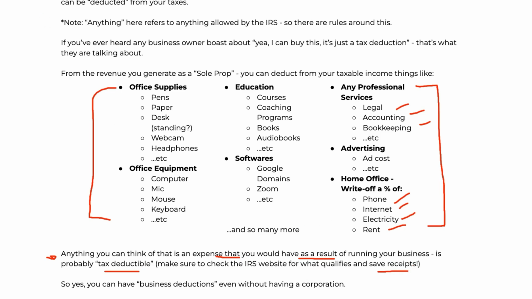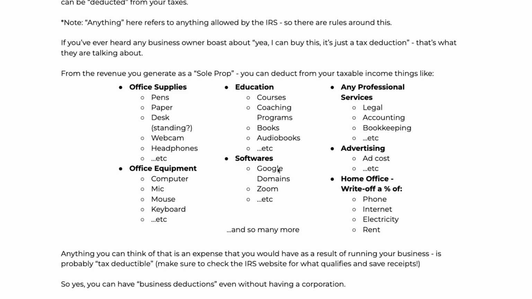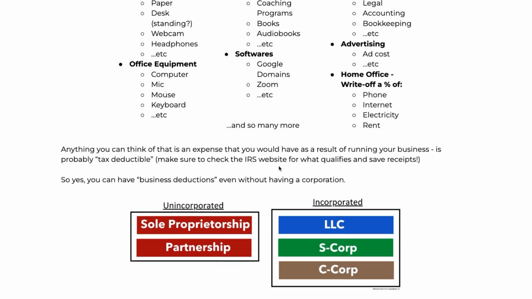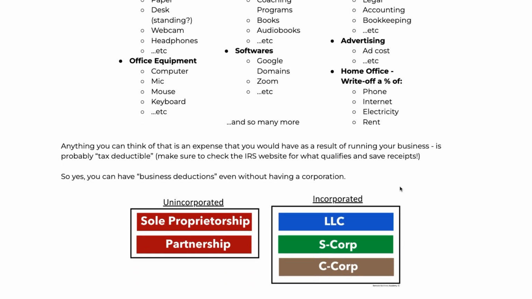So yes, even with the sole prop, which is literally by default, anybody who generates a single dollar outside of their W-2 9 to 5 is automatically a sole prop, you can have business deductions even without having a corporation. Think about how cool that is, right? You do not need a corporation in order to start taking advantage of tax deductions, because you can do it via a sole prop. Now, there are cons to a sole prop. There are more advantages to a corporation that we're going to talk about, but those corporation advantages also come with additional costs.